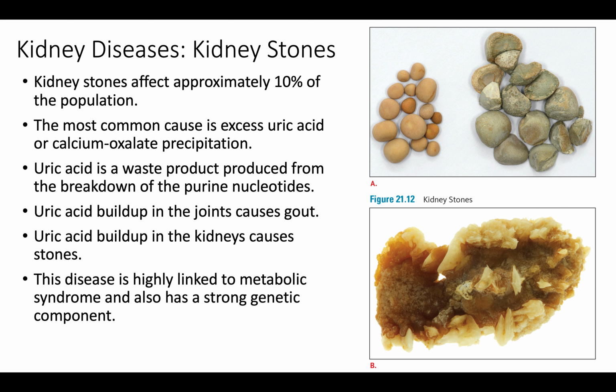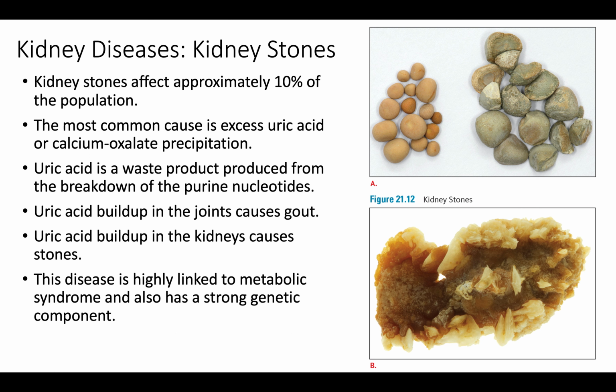All right, so these are some examples of kidney stones. Kidney stones are an abnormality that affect about 10% of the population because of excessive uric acid or perhaps the production of something called calcium oxalate. And basically what happens is the uric acid is going to build up.